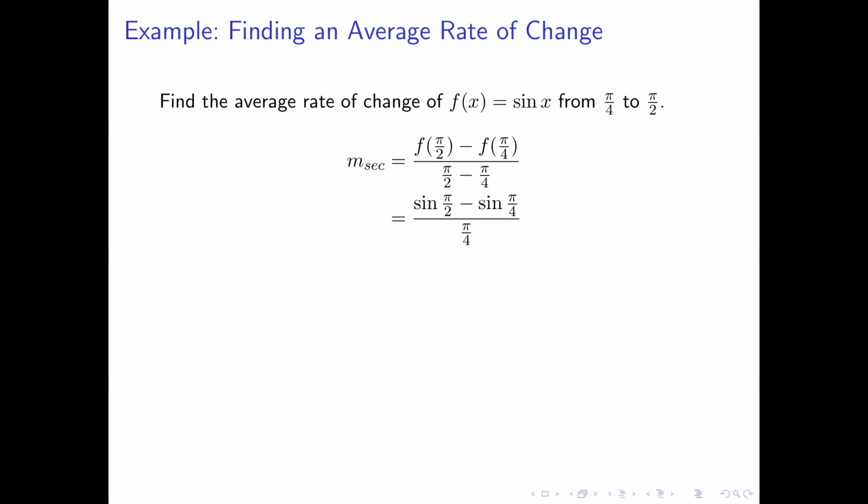So using what we know about our function f, we can replace those function expressions in the numerator with corresponding sine function values. And in the denominator, pi over 2 minus pi over 4 is pi over 4. There are the values of the sine of pi over 2 and the sine of pi over 4. And with a little bit of algebraic work, we can get an expression for our secant line slope or for our average rate of change: 4 minus 2 times the square root of 2, over pi.